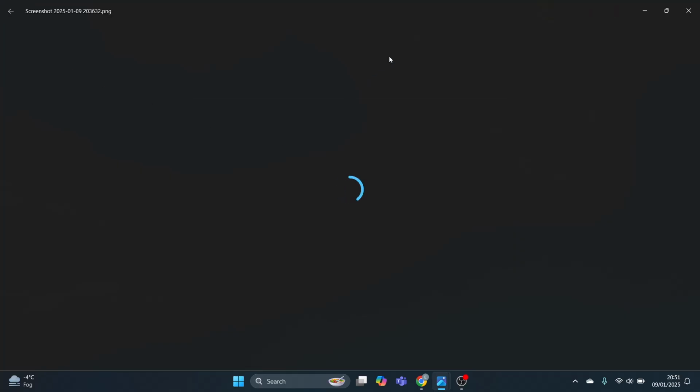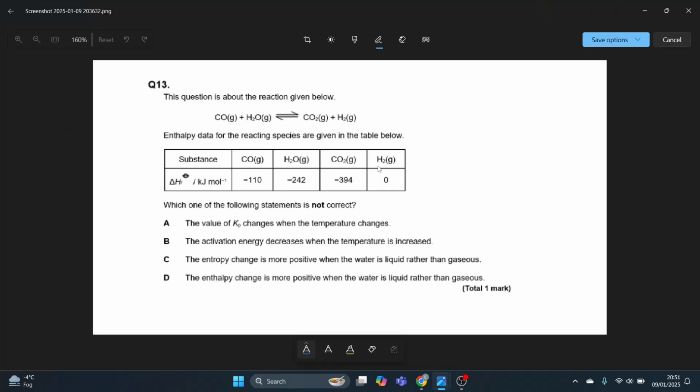Question 13. It's a question about the reaction given below. Entropy data for the reacting species are given in the table below. Which one of the following statements is not correct? I don't really like that. Let's just say false. Same thing, obviously, but I just like that. Which one of the following statements is false? The value of Kp changes when the temperature changes. I don't know how that's even relevant to this, but the value of Kp does change when the temperature changes. That is true. Remember, Kp, Kc, they only change when the temperature changes.